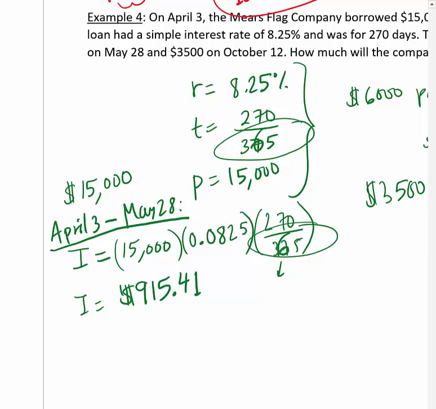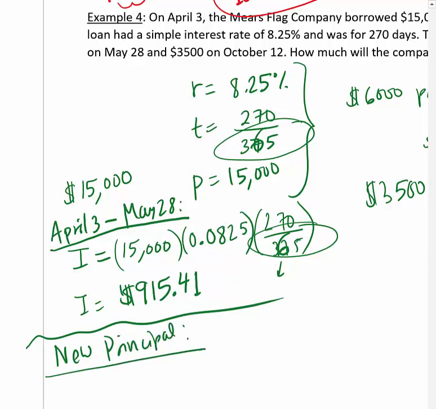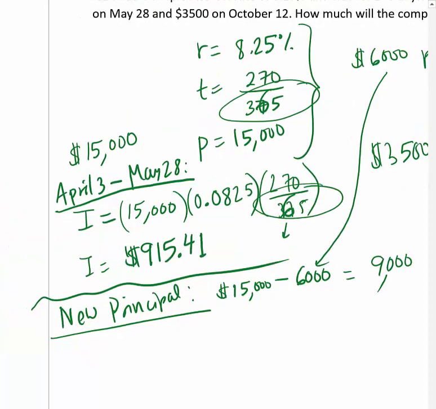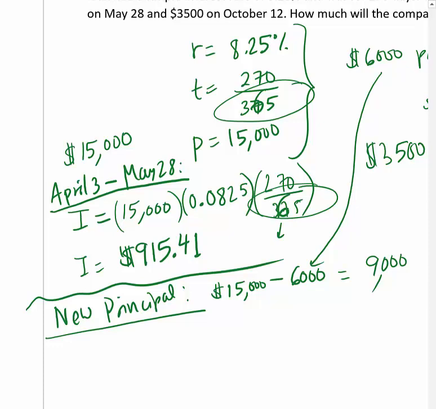But now, in the next part of this, he has a new principal because he paid off part of it, right? So it was 15,000, but now how much did he pay off? He made a $6,000 partial payment that day, so he has 9,000 left. So that's the thing. He has a new principal now. Okay, so I think that's it.